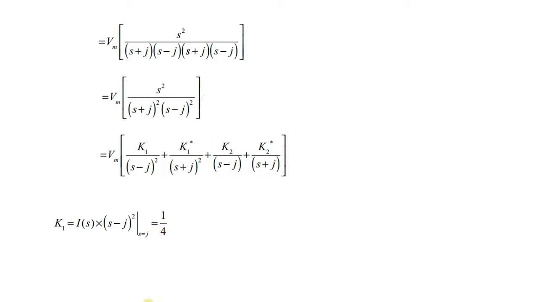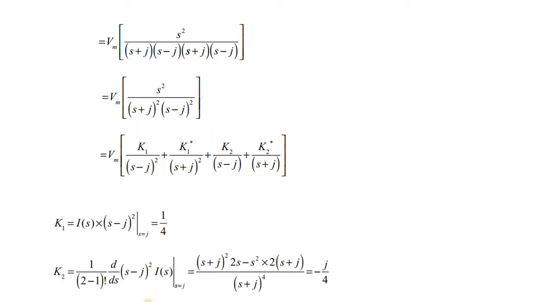Similarly, in order to find the value of k2, this is the generalized formula: 1 divided by (n minus 1) factorial into d by ds of (s minus a) the whole power n into I(s). So here n is equal to 2. Substitute the values and do the simplifications. This is the final expression, and the final value of k2 is equal to minus j by 4.